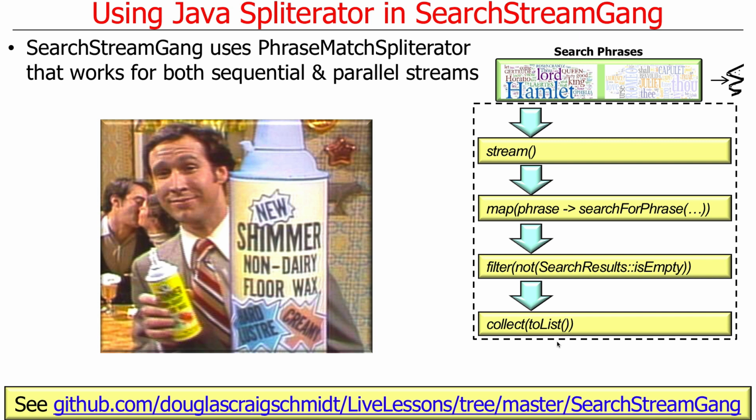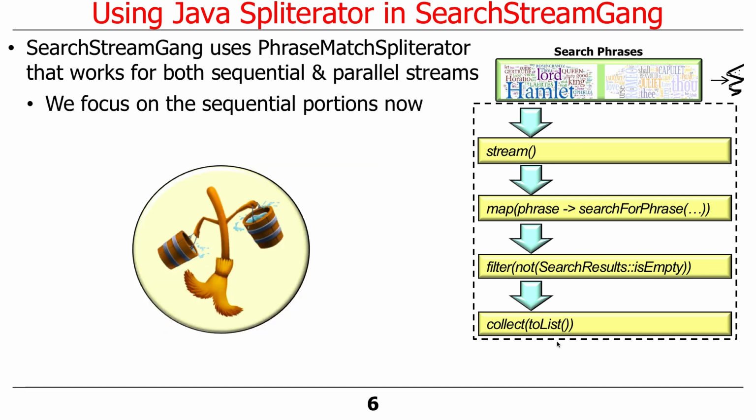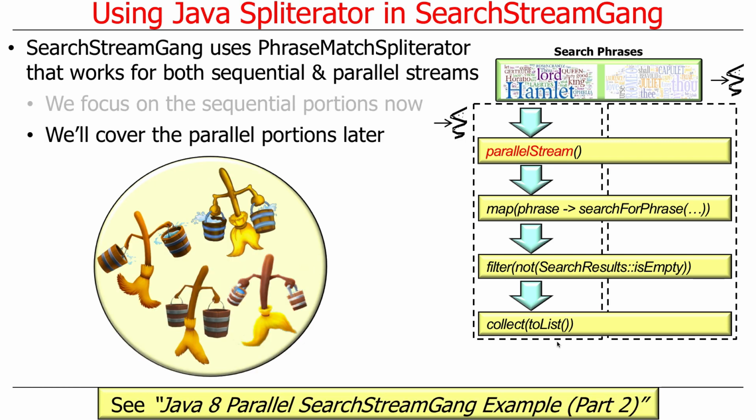OK, so what we're going to do here is I'm going to show you how to implement a Spliterator that can be used to look for each of the phrases in an input string, right? You can look for phrases in a work of Shakespeare, for example. The particular Spliterator we're going to look at here works for both sequential and parallel streams. Right now, we're just going to focus on the sequential version, where you're going to have one thing that splits. And then later, next week, we'll start talking about the parallel version that splits things up in parallel.